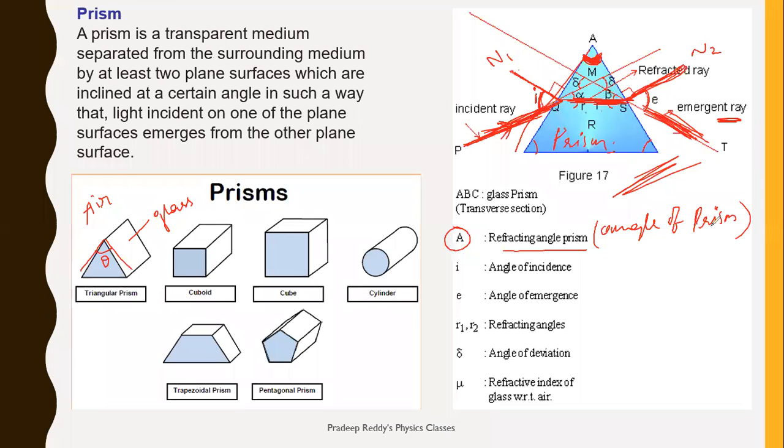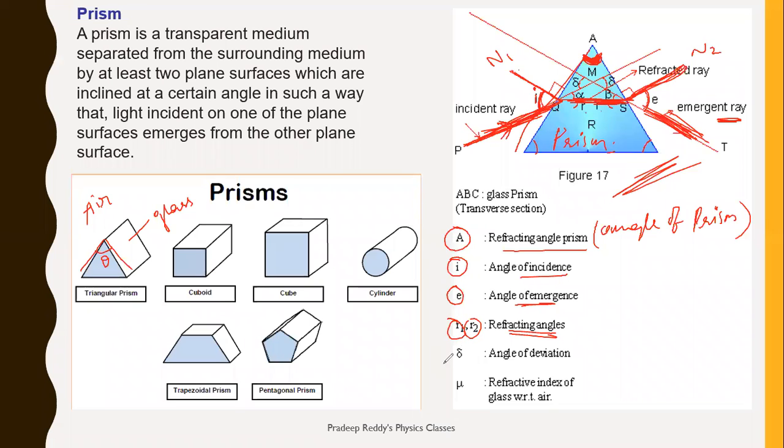It is also called as angle of prism. And next is I. I is angle of incidence. Just now I have explained it. And next is E, angle of emergence. E, the angle the emergent ray makes with the normal is called as angle of emergence. From the first surface, the light ray is undergoing refraction. From the second surface, the light ray is also undergoing refraction. R1 and R2 are the refracting angles, right?